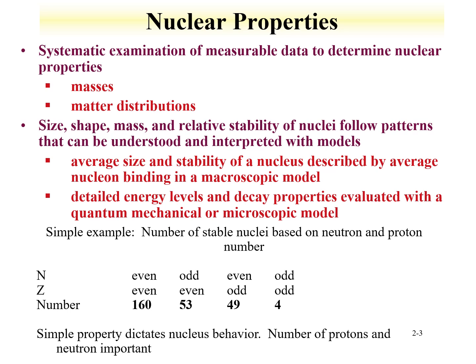And then detailed energy levels and decay properties can be evaluated with quantum mechanics or a microscopic model. So we're going to describe how we go from a macroscopic model to a microscopic model. And an important example of trends in the nuclei can be observed just by looking at stable nuclei and the number of neutrons and protons that are in those stable nuclei. The number of stable nuclei is known.